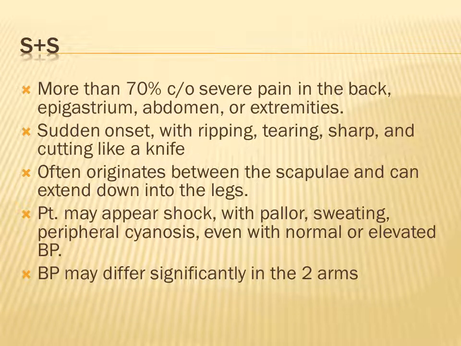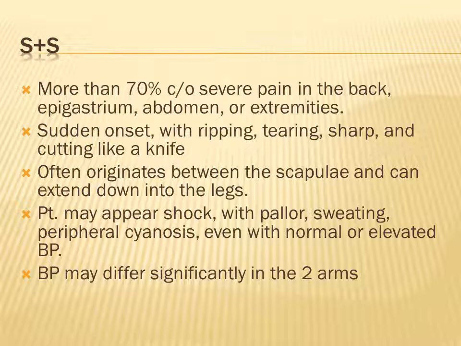More than 70% of these patients complain of back pain, epigastric pain, abdominal pain, or even extremity pain. If you think about it, we're looking at the level of the heart, and everything below is compromised in its amount of flow. It's a sudden onset with a sharp, ripping, tearing sensation. They describe it as cutting like a knife. It usually starts in between the scapula and can extend all the way down into the legs. The patient can look shocky. Think about it, they're bleeding out, so they will look shocky.